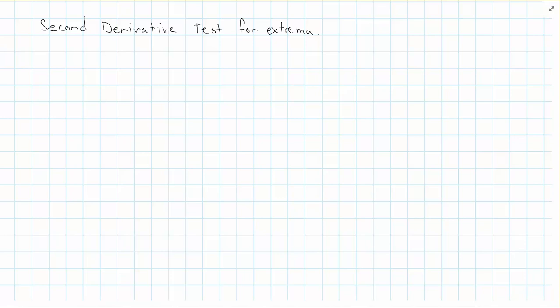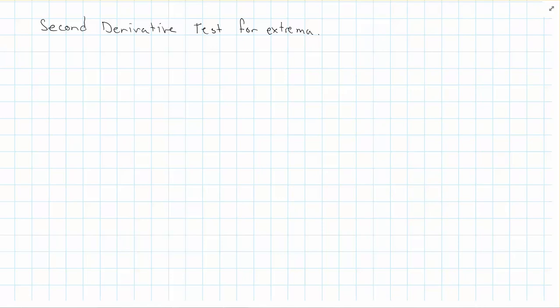Okay, so this video is going to wrap up section 4.2 for us, and this is where we're going to talk about the second derivative test for extrema. And we're going to go ahead and use an example here to illustrate both the second derivative test and the first derivative test. Okay?